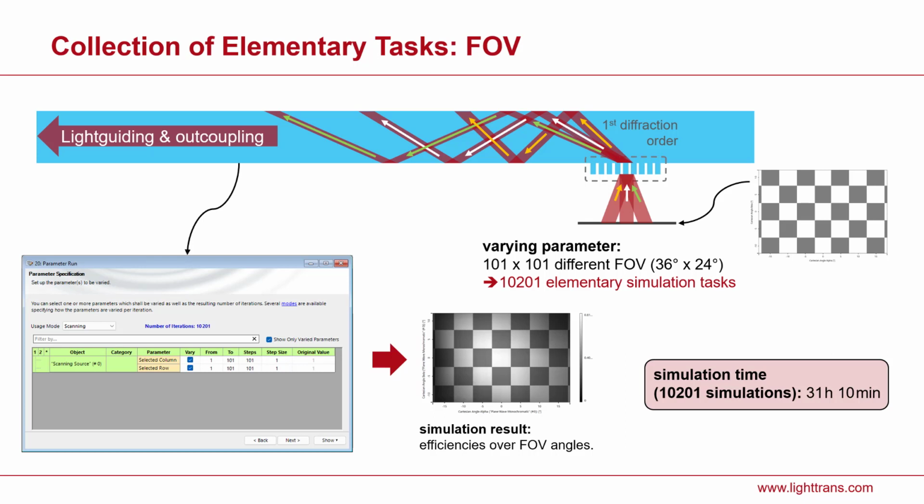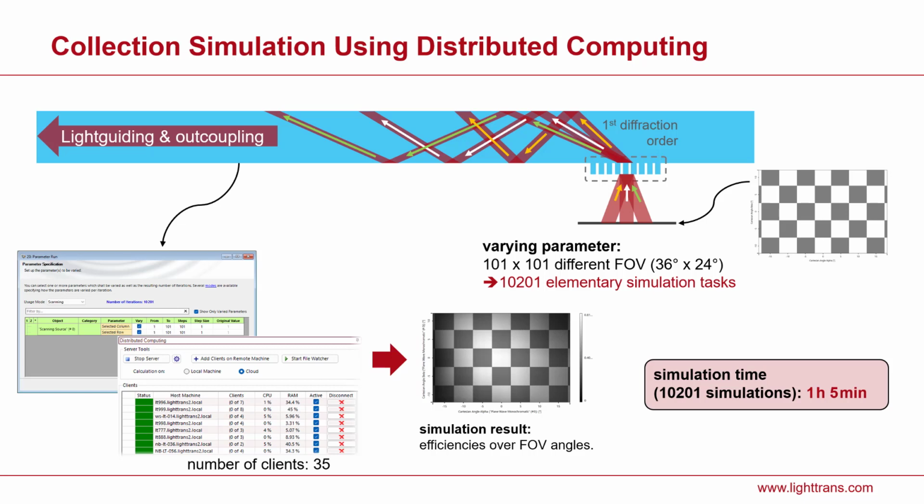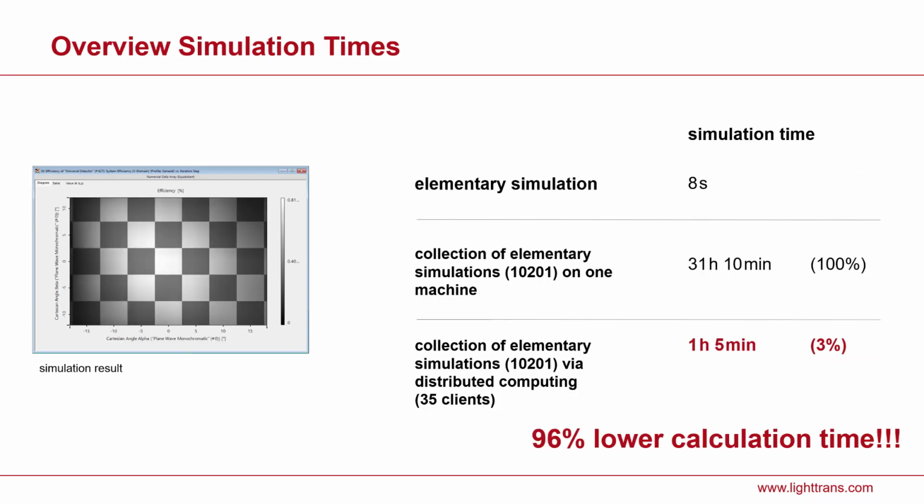If we use a single machine to perform those simulations, the total time runs up to over 31 hours. If we use 35 clients with that distributed computing package, the simulation time is reduced to a little bit over an hour, as we can see on the slide there. And once again, we can see a comparison on this slide of that drastic reduction in calculation time that can be achieved using the new distributed computing package for this application.